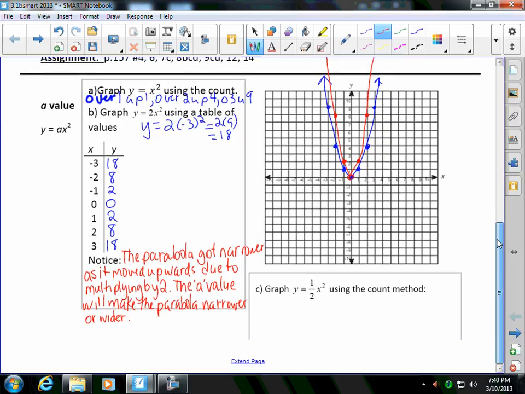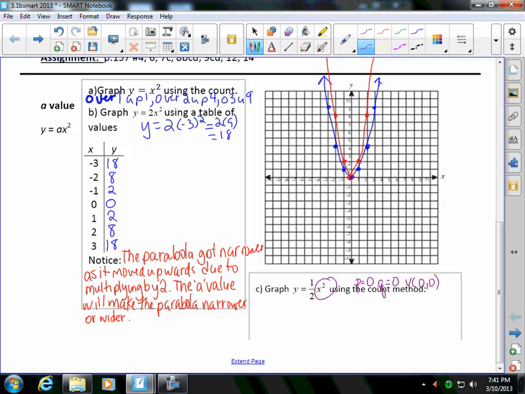Okay, so if we try doing this one for y is equal to 1/2 x squared using the count method instead of a table of values. So if we look at y is equal to x squared just at this part here, we don't have a p value, so we know p had to equal 0, and we don't have anything being added on to that squared, so we know that our q had to be 0 also. So that means our vertex is at 0, 0 for this graph as well.